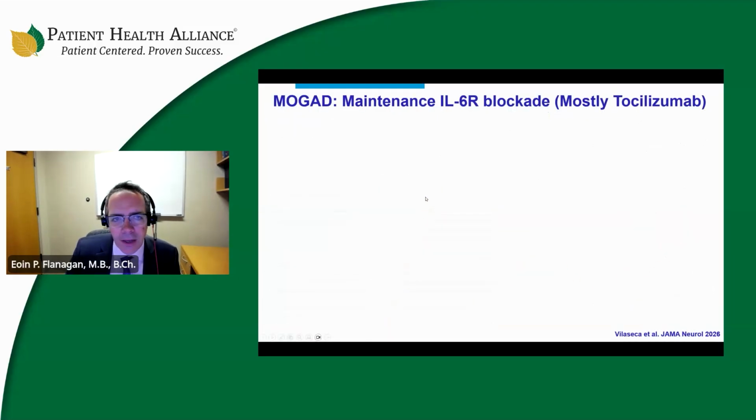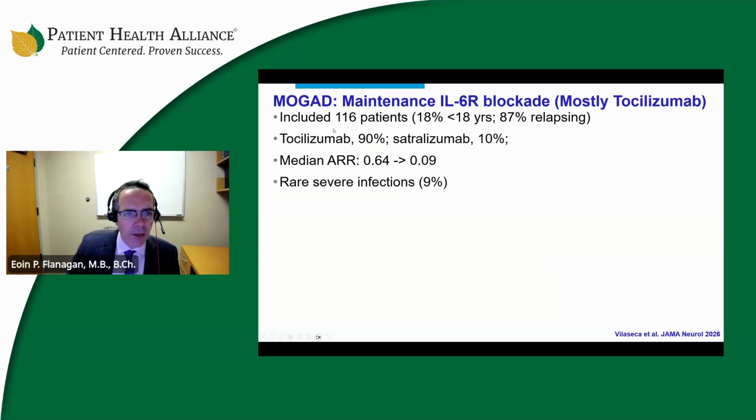We recently did a study looking across North and South America. This was a larger study, and many of the other studies just include 20 patients or less, but this included 116 patients, of which almost 20% were less than 18 years, and most of these patients had relapsing MOGAD. And these patients were treated with tocilizumab, which targets the interleukin-6 receptor, or satralizumab, another treatment targeting the interleukin-6 receptor. And the median annualized relapse rate went down from 0.64 to 0.09.